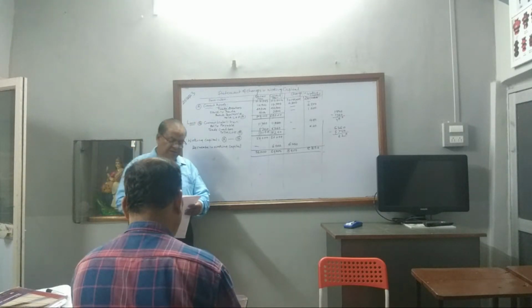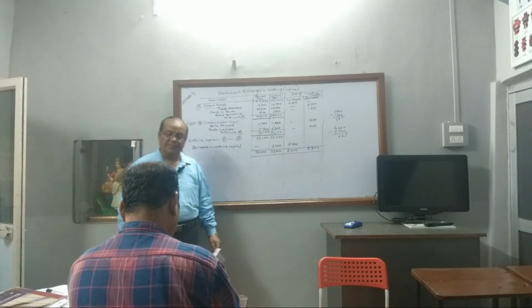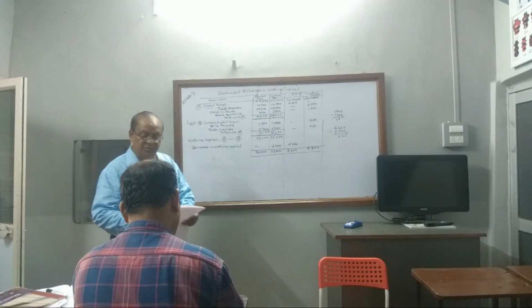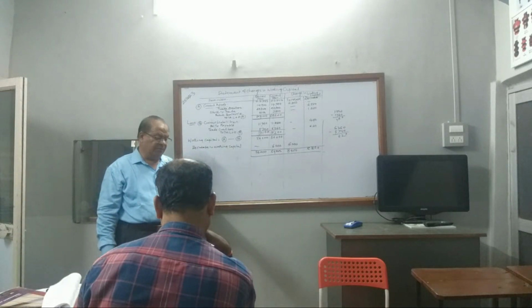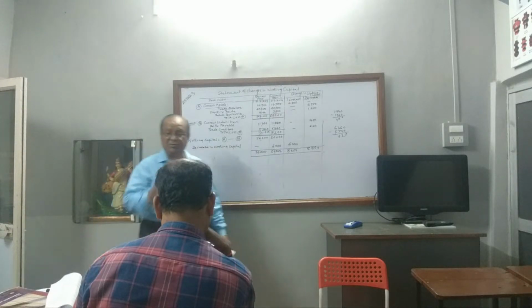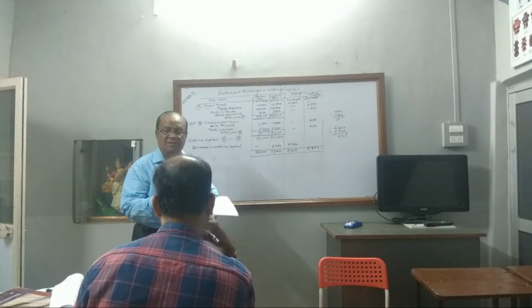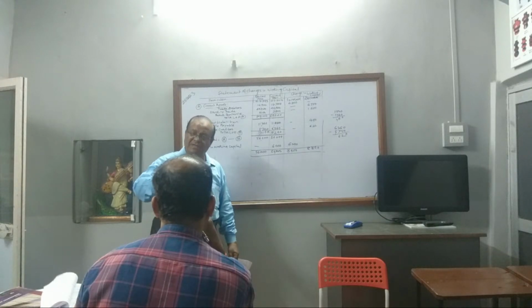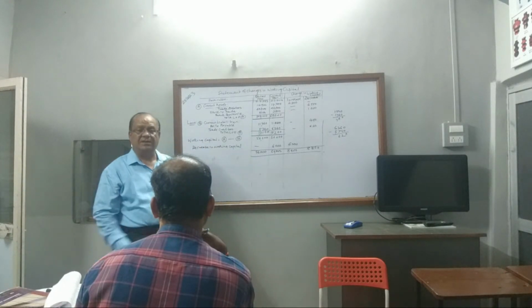Then fourth will be liquid position. With the help of the fund flow statement, we can ascertain the liquid position. A study of the fund flow statement clearly tells about the liquid position of the organization. Liquid position means how much liquidity is with you, how much cash. So it can give the idea of how much liquid position the organization or the business has.